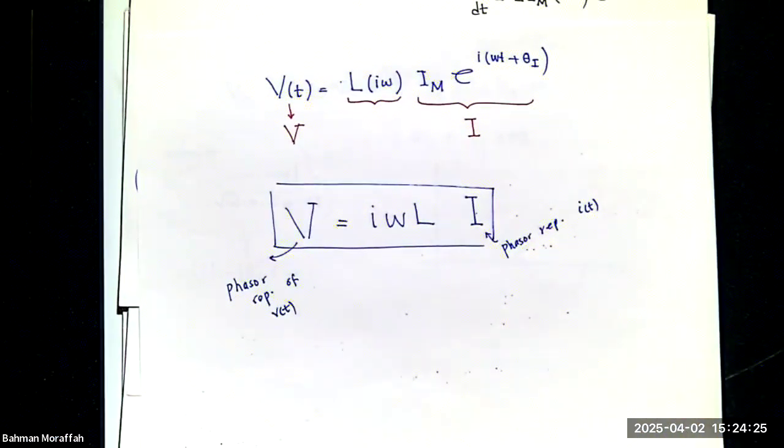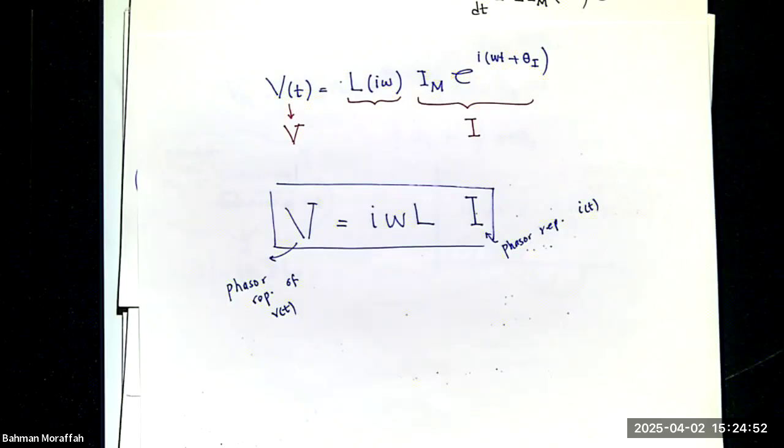So what it tells me is that if I go from time domain to the frequency domain, if I have an inductor with value L, I have to change the value from L to I omega L, and then I can treat it just like a resistor because I have the relationship between V and I as Ohm's law. That's beautiful, right?